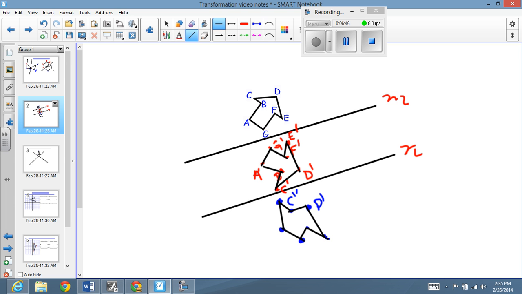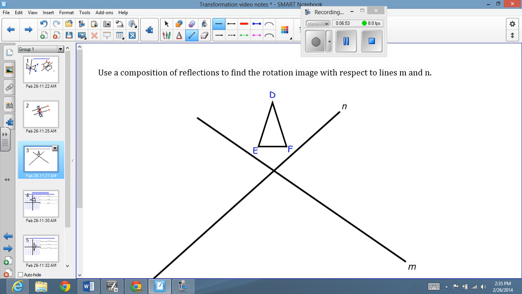Okay, we're going to have to try that one in class tomorrow. Pretty ugly. Try that one on your own. Show me that you can do it better than I just did. That wasn't very good.